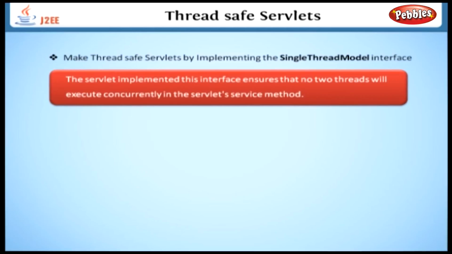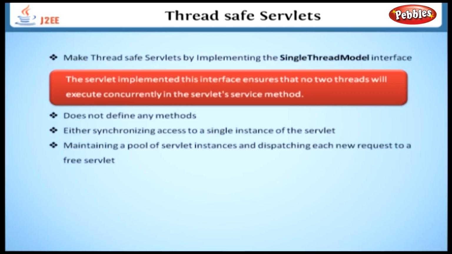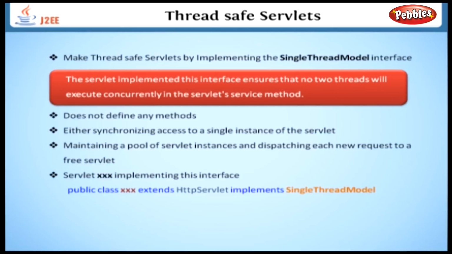A servlet implementing this interface ensures that no two threads will execute concurrently in the servlet's service method. The SingleThreadModel interface does not define any methods. The servlet container promises this by either synchronizing access to a single instance of the servlet or by maintaining a pool of servlet instances and dispatching each new request to a free servlet. The servlet implementing this interface has this form.